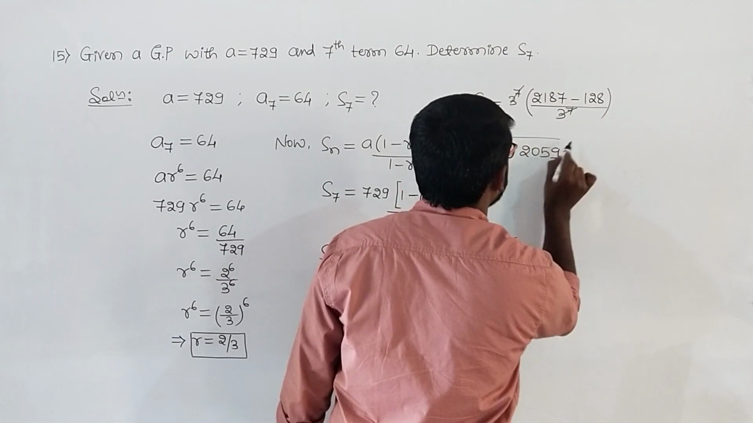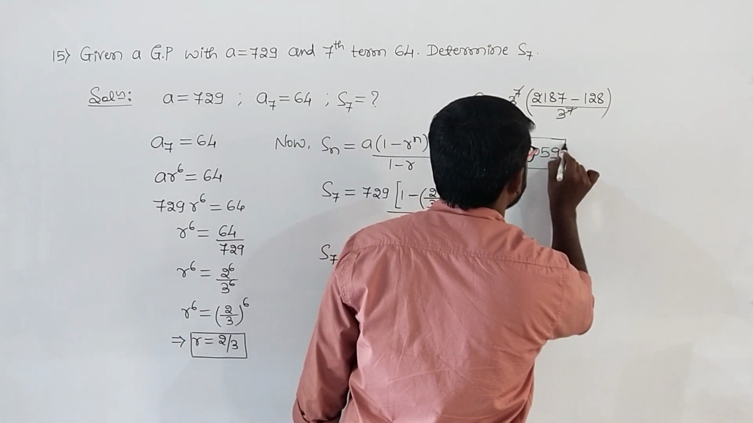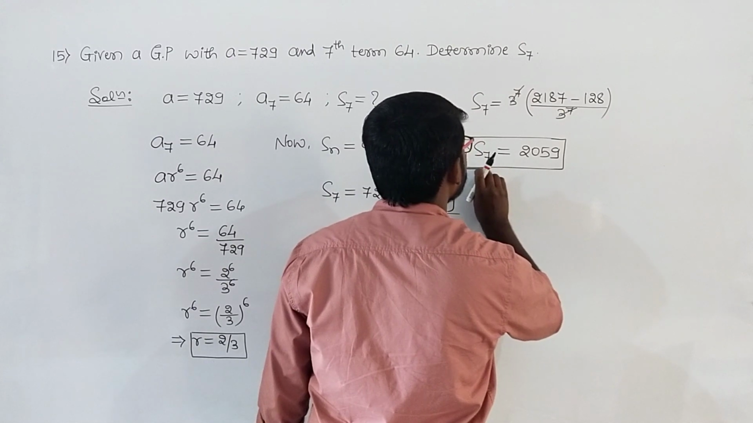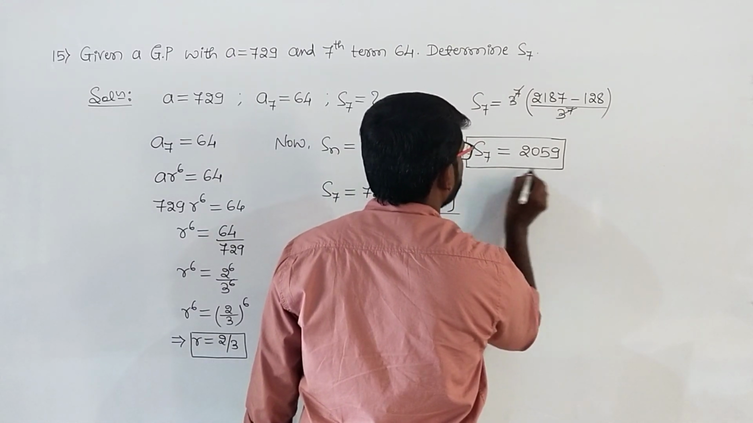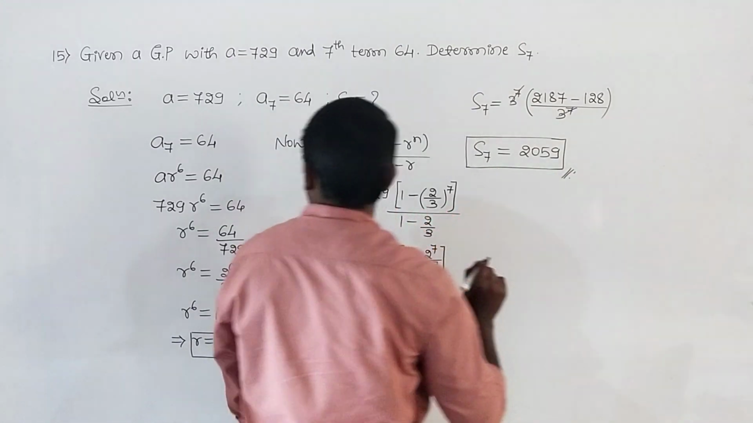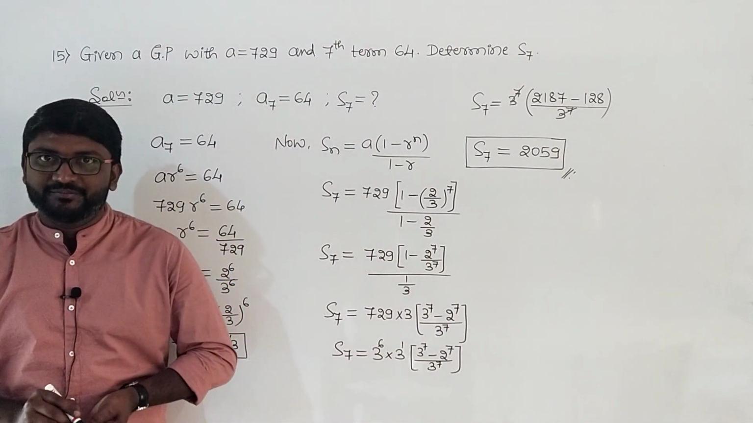So the sum of first 7 terms of a GP is 2059. So this is all about the 15th problem.